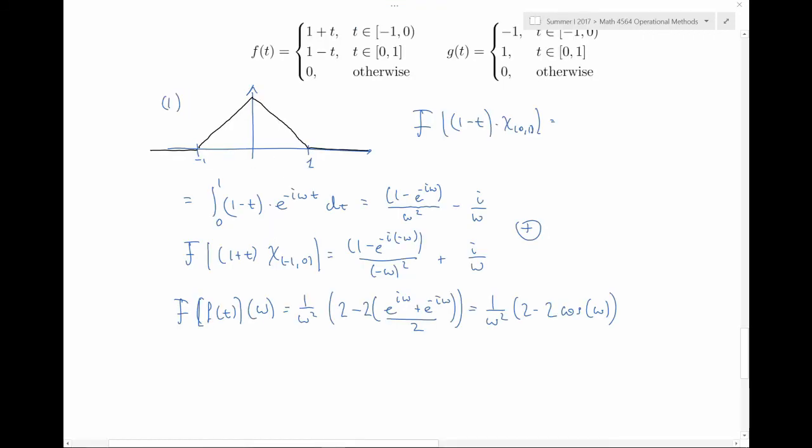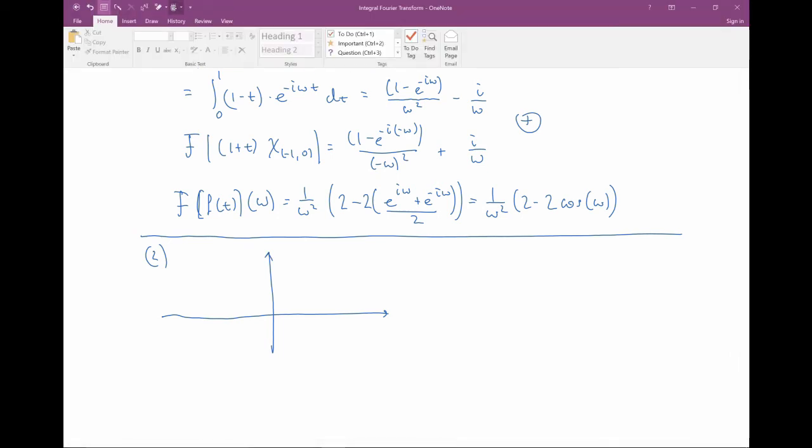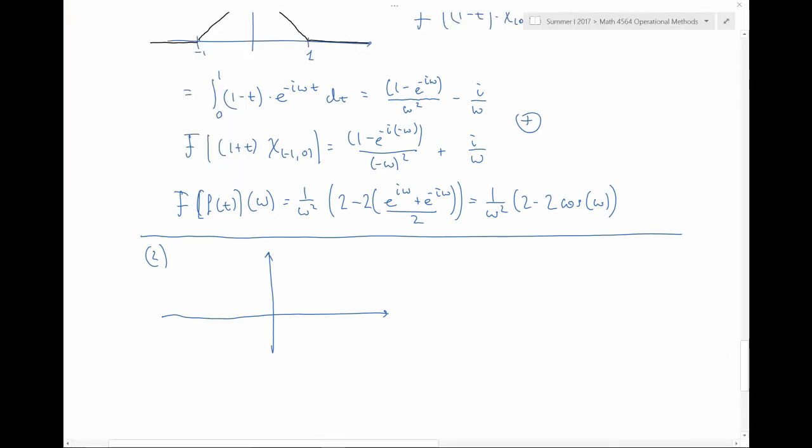The second example is a function that is a lot simpler because we already know the Fourier transform of step-like functions. So the second example, the function behaves this way. It's minus 1 from minus 1 to 0, it's 1 from 0 to 1, and it's 0 everywhere else. So if I plot this function, this is how the plot looks. It's minus 1 from minus 1 to 0. Then it jumps to 1 from 0 to 1. And it's 0 everywhere else.